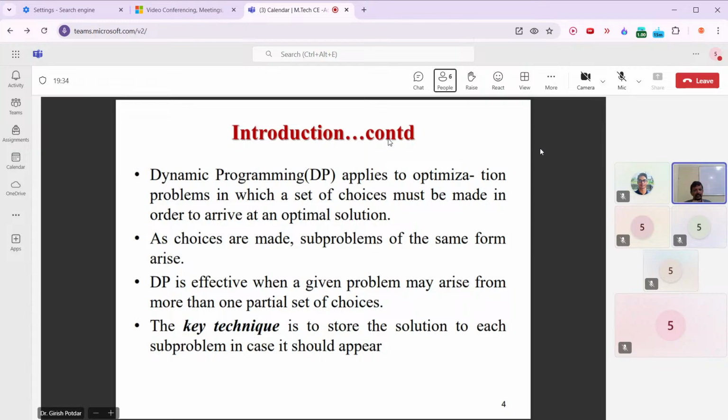The key technique is to store the solution to each sub-problem in case it should appear again. That means if that answer is to be used, only then will it be saved. Otherwise, it won't be computed at all. That is another beauty of dynamic programming.